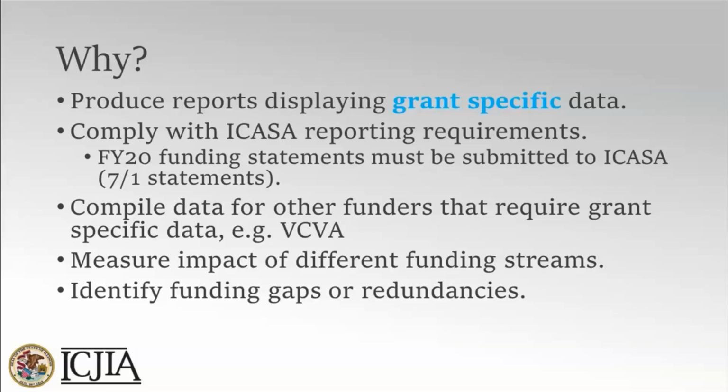I think the Attorney General's Office VCBA grants are a good example. I believe they do require you to report not what your total program does, but just what those VCBA dollars pay for. And funding for staff will help you compile that information a lot more easily. You can also use it to measure the different impacts of all your grants. And also, many directors use it to look at all the grants they're receiving from ICASA and other sources and try to identify gaps or redundancies in those funding streams.